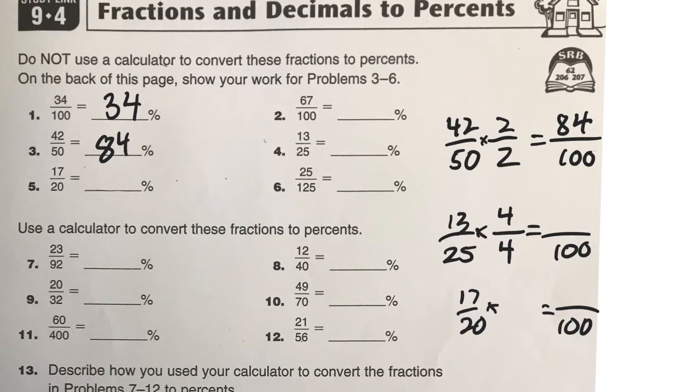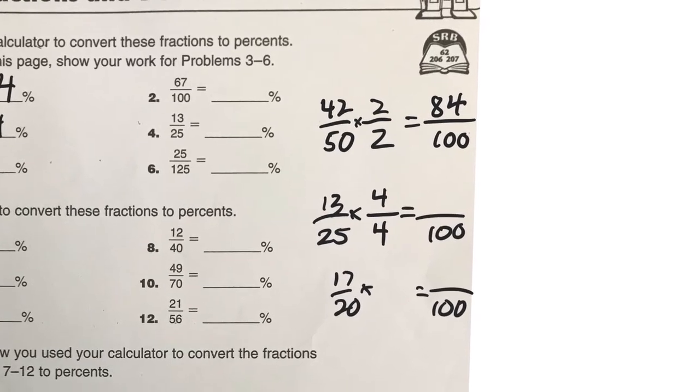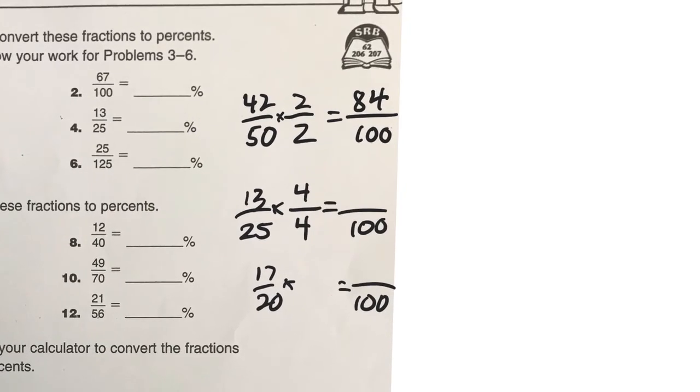And then the trickiest one here is number 6. People might have different ways of doing this one. This is how I would do it. 25 125ths. And now the issue we have is that this number is larger than hundredths. So I don't know how other people would do this. This is how I would do it first. I'm going to divide this number and get it smaller first, and then get it to hundredths. And I recognize right away that both of these numbers are divisible by 25.